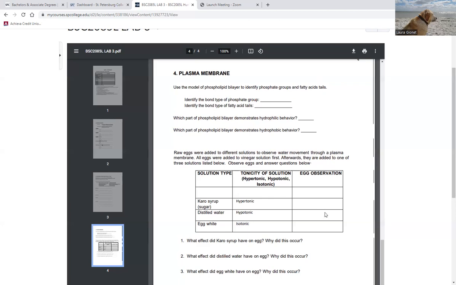In the distilled water, the hypotonic solution, the egg got much larger and kind of blown up like a little balloon. And the egg white isotonic solution made no difference in the size of the egg. And that's what we would expect from red blood cells or different body cells, especially in blood, in plasma.